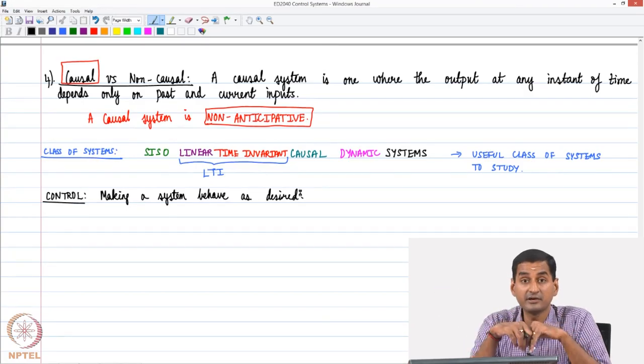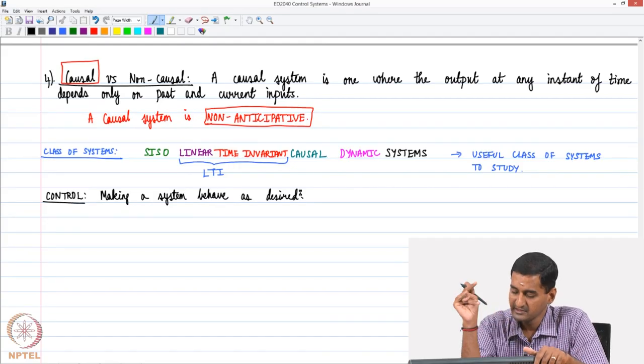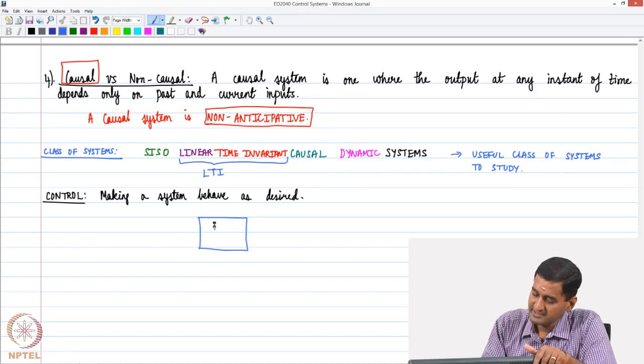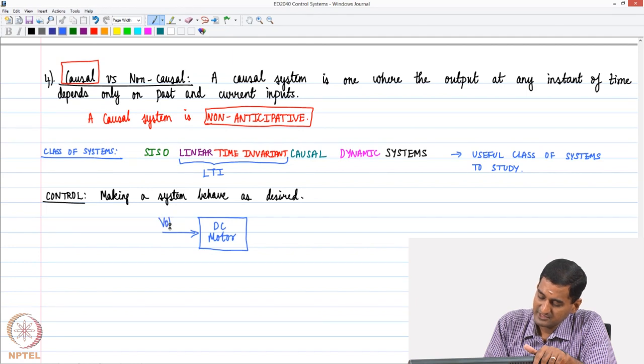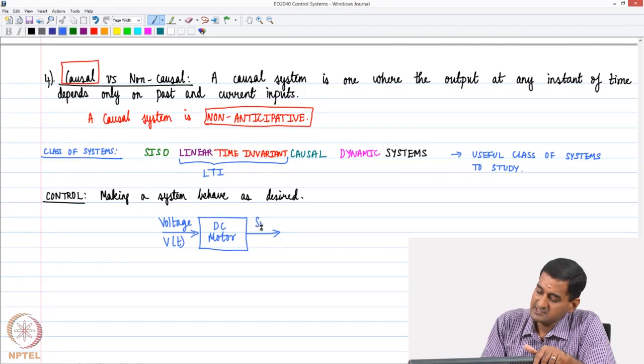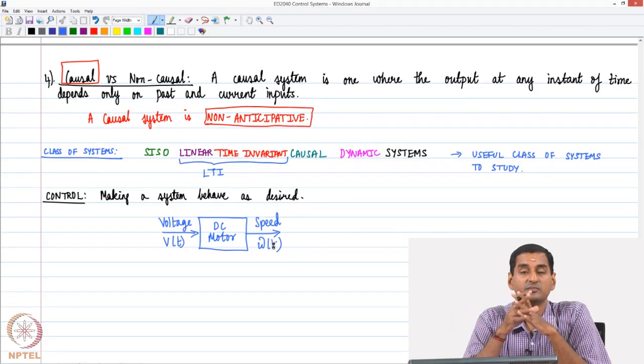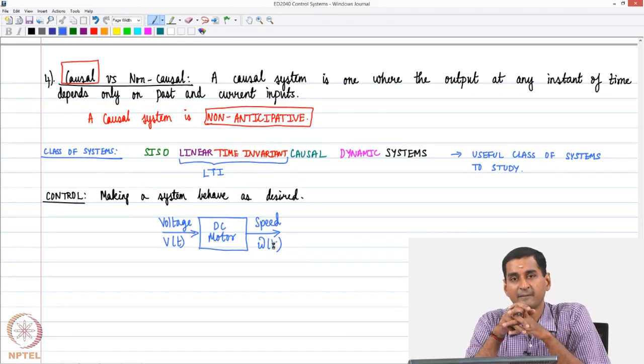Now, the question is, how do we regulate the system? That is something which we are going to look at. So, let's look at an example. Let us say I consider the DC motor. Let us say the input to the DC motor, I am doing armature control, is a voltage V of T, and the shaft speed, omega of T, is the output of the DC motor. So, I visualize the DC motor as a system to which I provide a voltage input V of T and get the speed output omega of T.